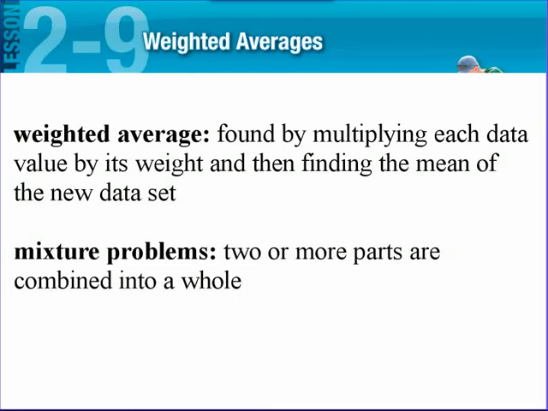So if we were to take a quiz or do anything where you would need notes, this does count as notes. So, first of all, weighted average is what we do in class to find your average, believe it or not. Because we use weights. Basically, you find the weighted average by multiplying each data value by its weight and then finding the mean of the new data set. And then we have mixture problems where two or more parts are combined into a whole.